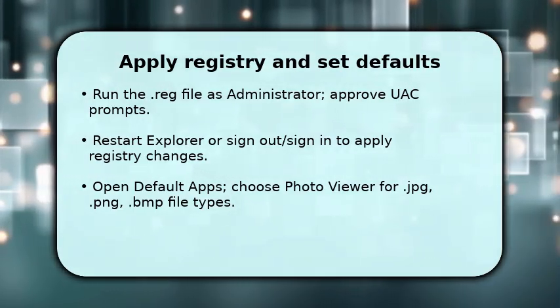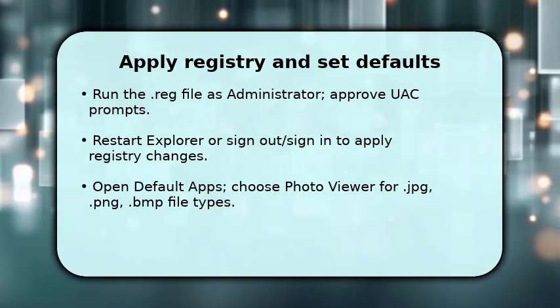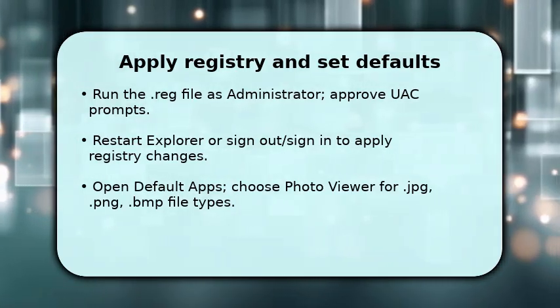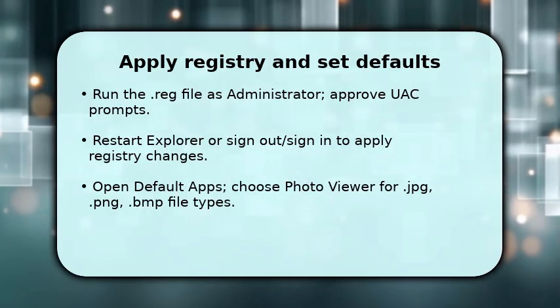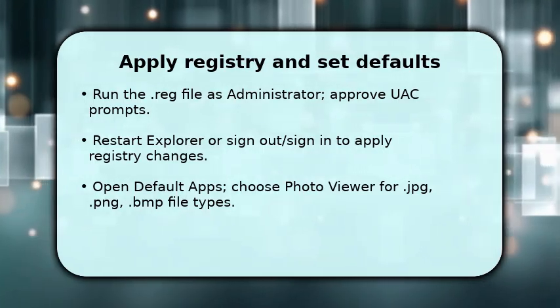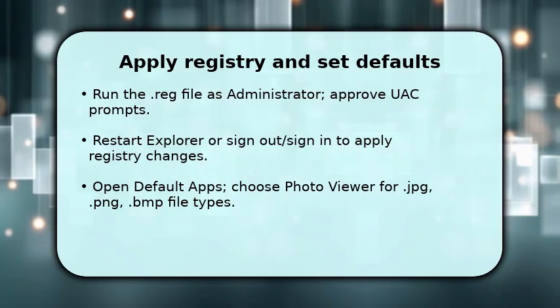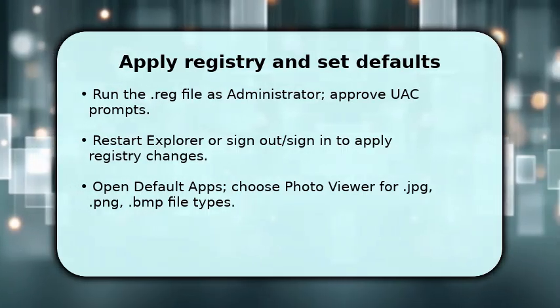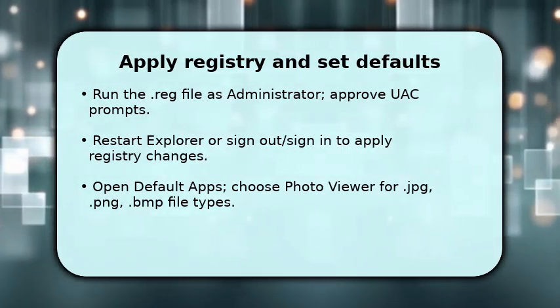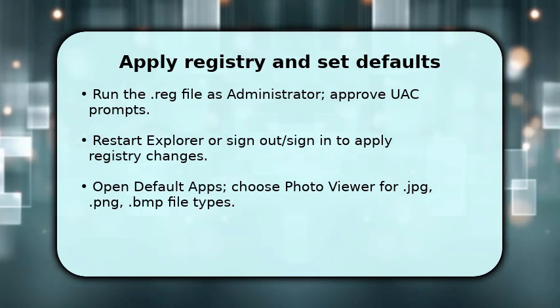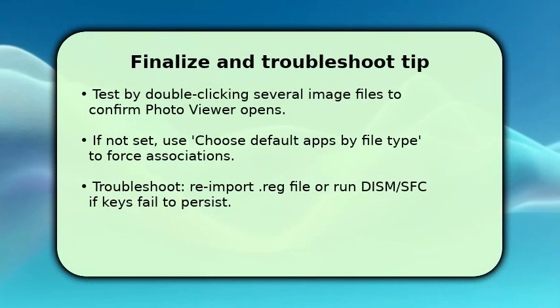Then open Default Apps, choose Photo Viewer and associate it explicitly with common image extensions like JPG, PNG, and BMP. This step ensures files open with Photo Viewer rather than Photos. Finish by testing multiple images so you confirm stable behavior across formats. Double-click JPG, PNG, and GIF files.